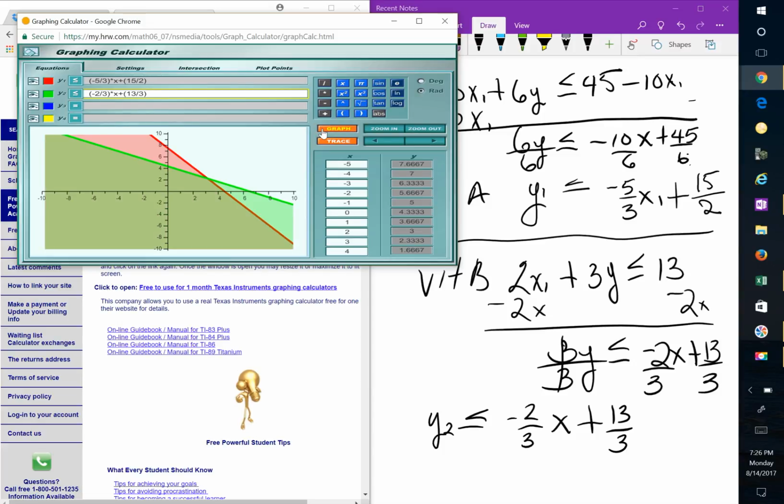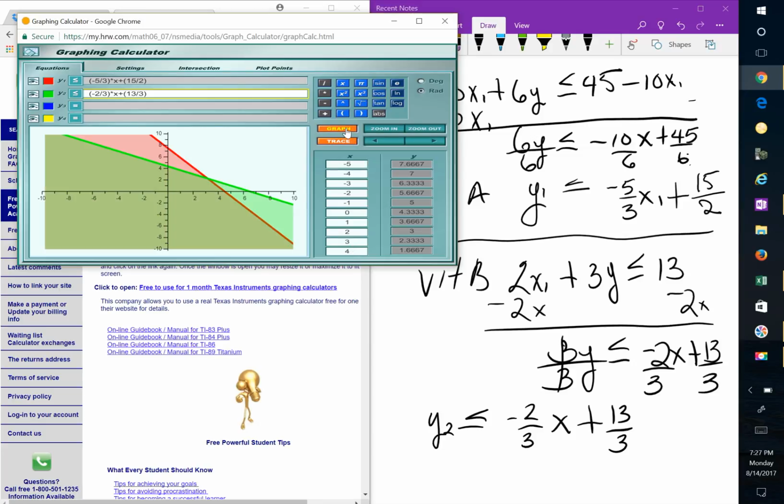Okay, and here is our overlap. We have 3 points. It looks like the point 0, 4 1/3 is one of them. We have 0, 0. We have this intersection here, which we need to look up. And we have this point here, which is crossing the x-axis. This looks like 4.5. We could test it. We can put a 0.5 on this one and see what happens.